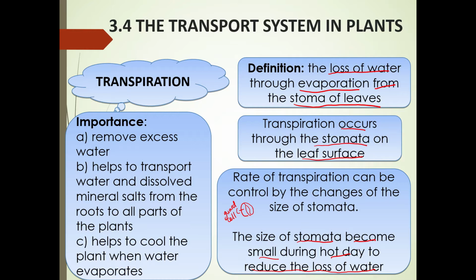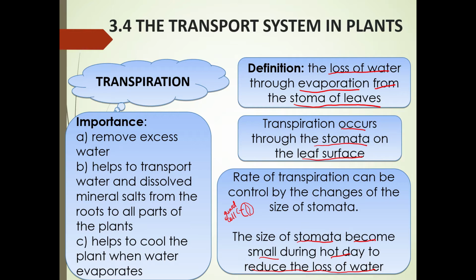Before this we know that during the daytime the stoma will open, since the plants will do the process of photosynthesis. So they need gas exchange, right? They will release oxygen and absorb carbon dioxide. But if the weather is too hot, the stoma will close. This is to prevent the loss of water from the plants.